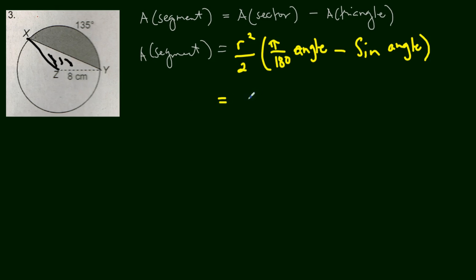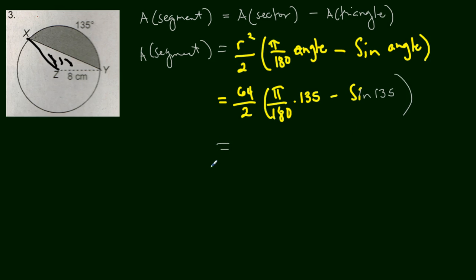So the radius in this figure is 8, so we have 64 divided by 2, times pi over 180 times 135, minus sine 135. Sorry for that, and I hope you can follow along anyway.